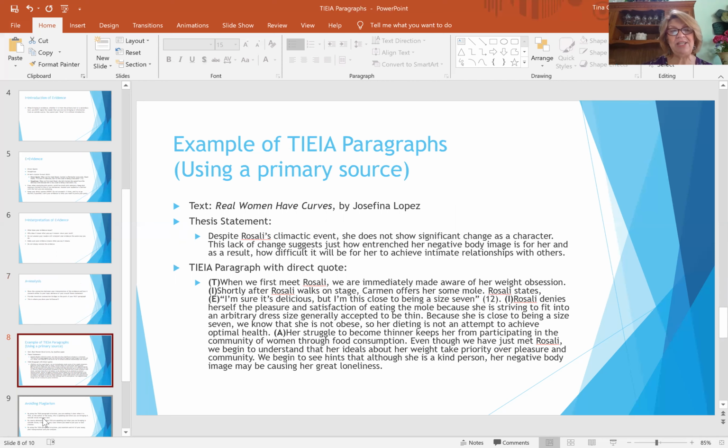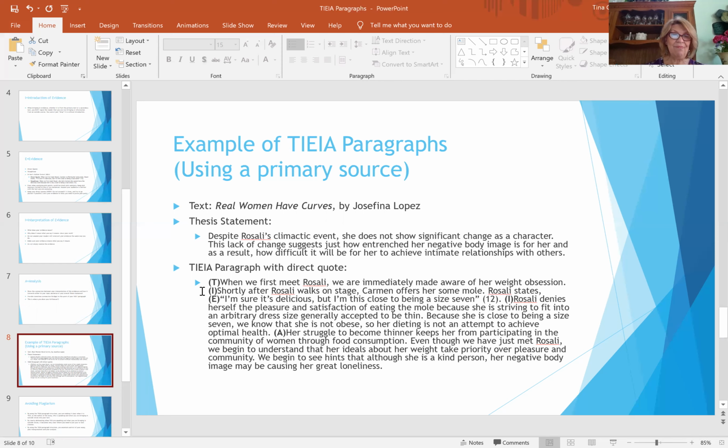And here's a working thesis statement. Despite Rosalie's climactic event, she does not show significant change as a character. This lack of change suggests just how entrenched her negative body image is for her, and as a result, how difficult it will be for her to achieve intimate relationships with others. Okay, so we have to prove that Rosalie's character hasn't changed, and that this change suggests that her negative body image continues and will leave her lonely.